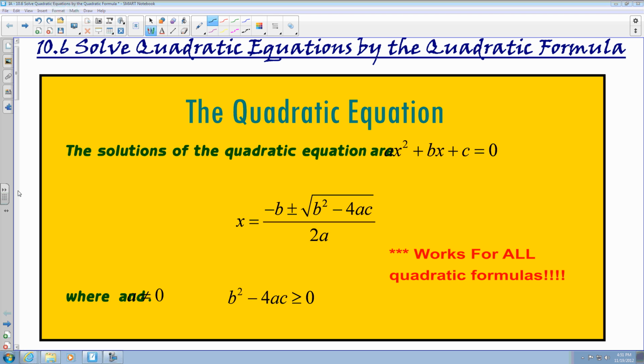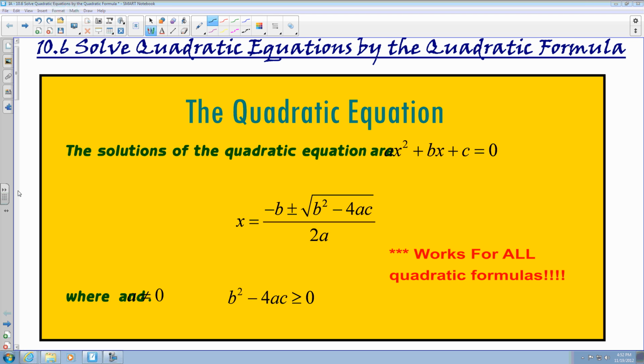If all else fails, using this will eventually get you the answer that you're looking for to solve for x, as long as it's in the format of ax squared plus bx plus c equals 0, you can solve it.